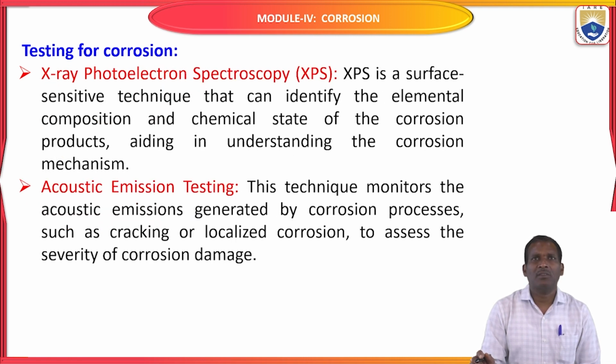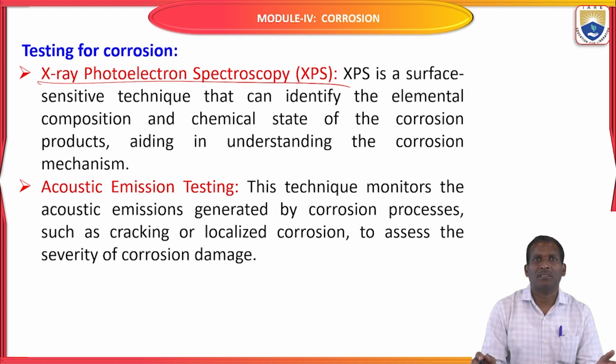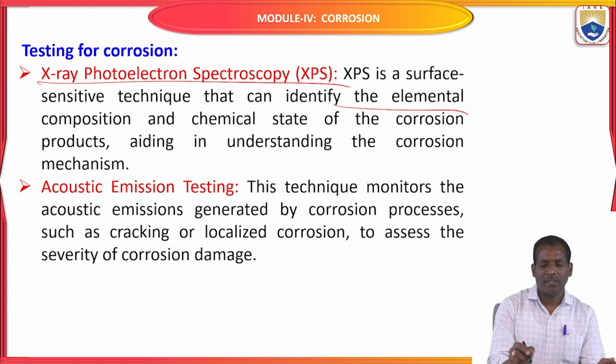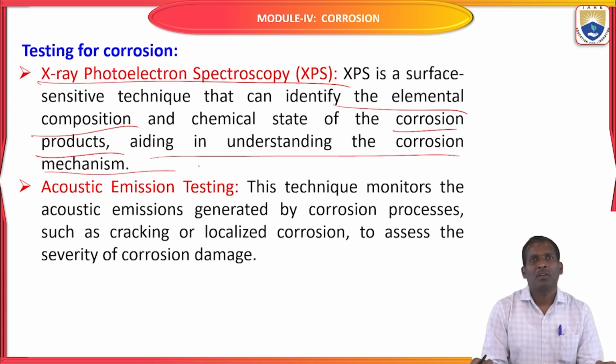Next one is X-ray photoelectron spectroscopy, that is XPS. XPS is a surface sensitive technique that can identify the elemental composition and chemical state of the corrosion products, aiding in understanding the corrosion mechanism. So this is the X-ray photoelectron spectroscopy test. This is a very sensitive technique.